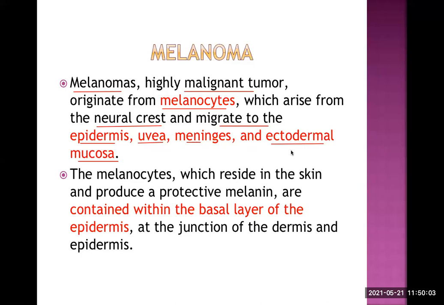Apart from that, the lower part of the anal canal has stratified squamous epithelium. The lower one third of the vagina has the same type of epithelium. And then in our body, because of metaplasia, other epithelium may also convert into stratified squamous type. So those are pathological examples. You don't need to tell that now, but if the examiner wants, please be prepared. The melanocytes, which reside in the skin and produce protective melanin, are contained within the basal layer of the epidermis. So we already talked about that.